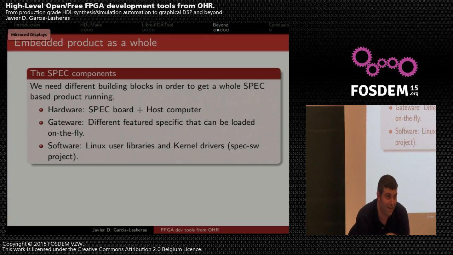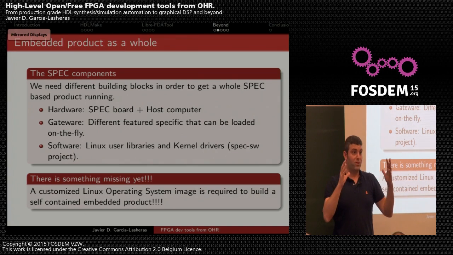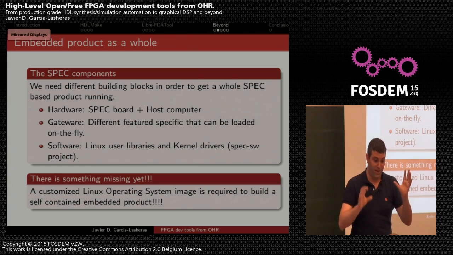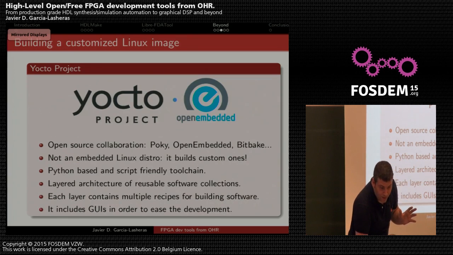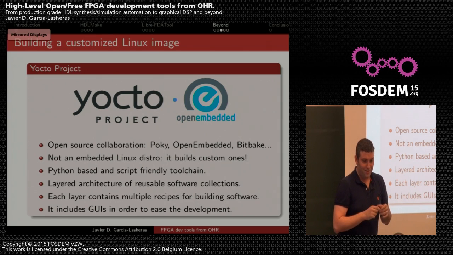But there is still a piece that is missing. We also need a customized Linux operating system image in order to run the whole product as a self-contained one. So I have made some experiments in order to build a customized Linux image, and I have chosen to use the Yocto Project.